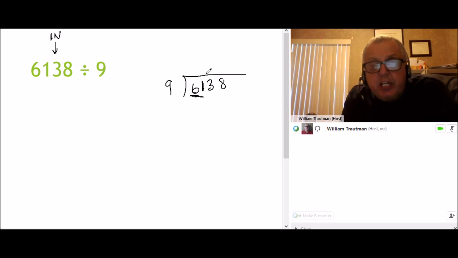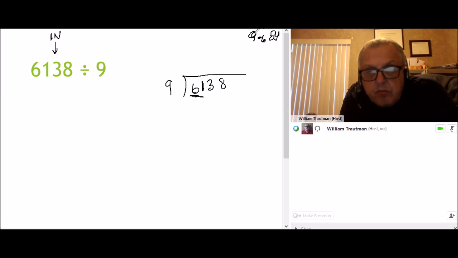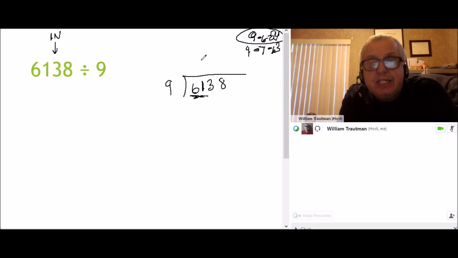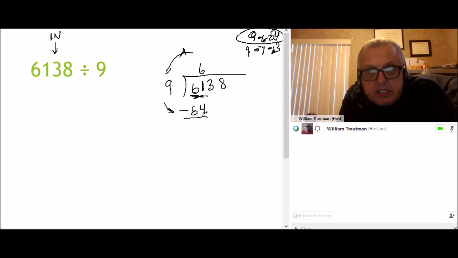How many times does 9 go into 61? Well, 9 times 6 is 54. 9 times 7 is 63. Do you see 63 is too much? We can't have more than 61. So 9 times 6 equals 54. How many times does 9 go into 61? 6 times. We multiply those two, and we put the answer down here, 54. And we subtract. 61 minus 54 is 7.